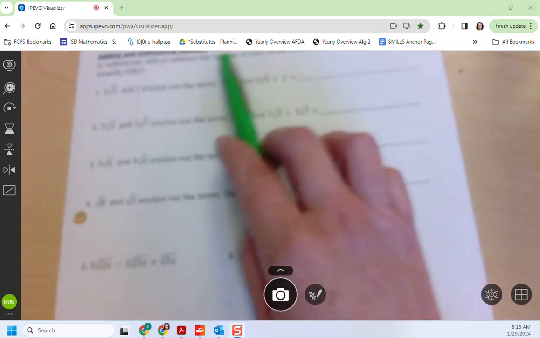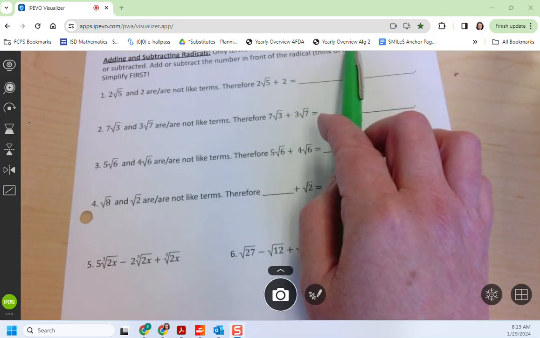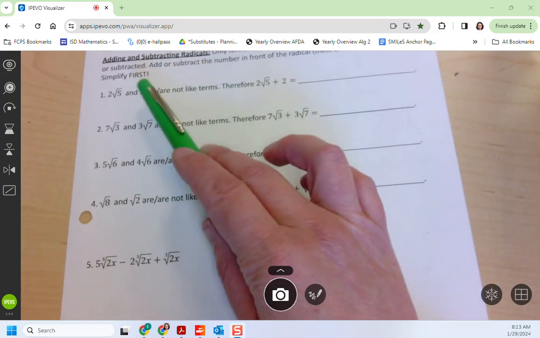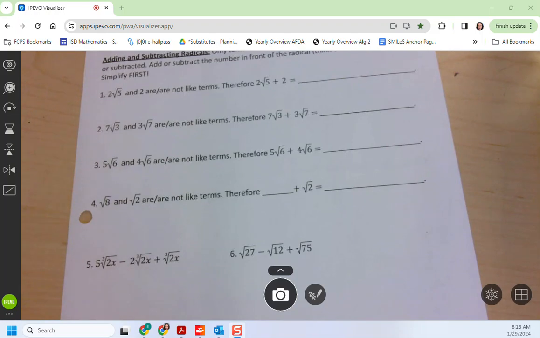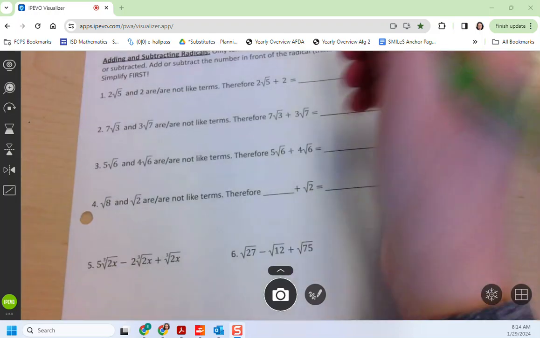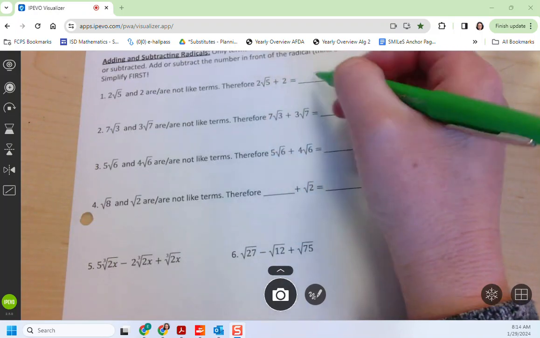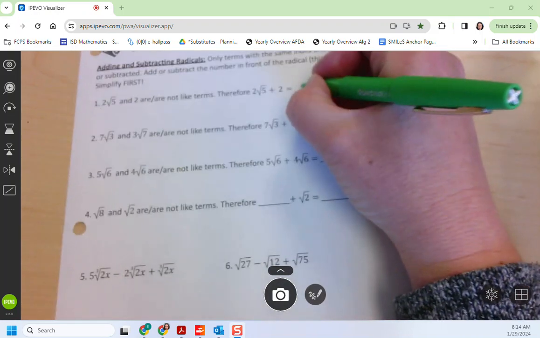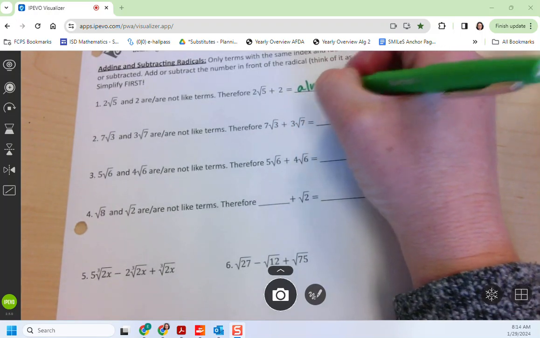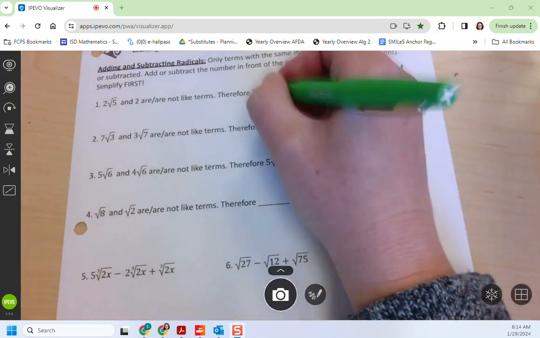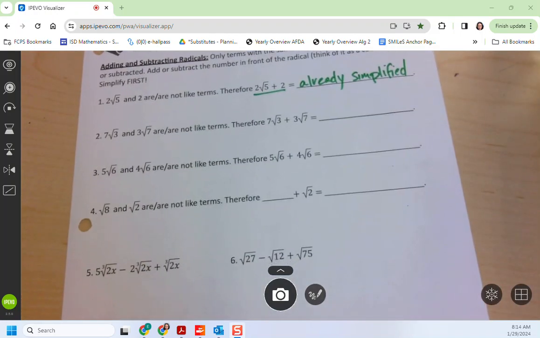So only terms with the same index and radicand can be added or subtracted. Add or subtract the number in front, and then simplify. So if you look at this first one, this one has a root 5, and this one doesn't have a root at all. So we can't add them together. So I'm going to write already simplified. All right, so this 2 root 5 plus root 2 is just 2 root 5 plus 2.